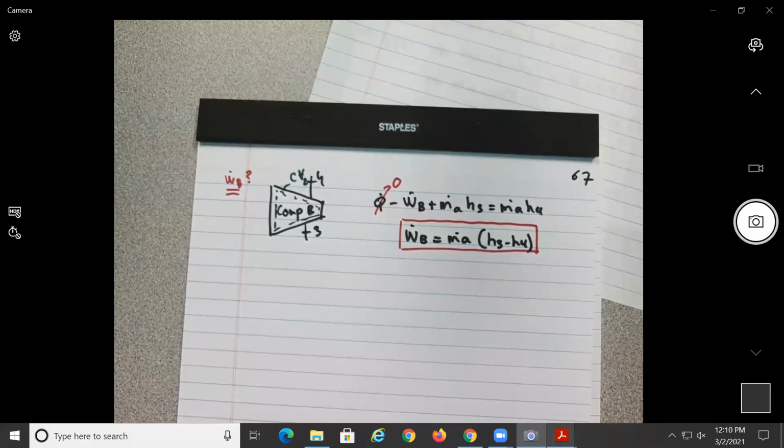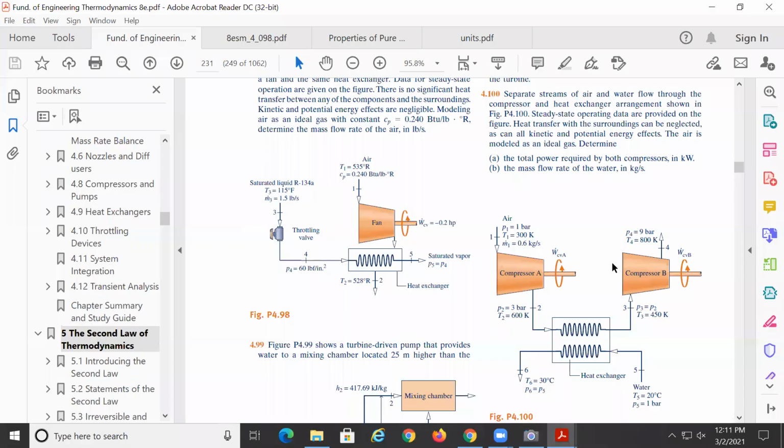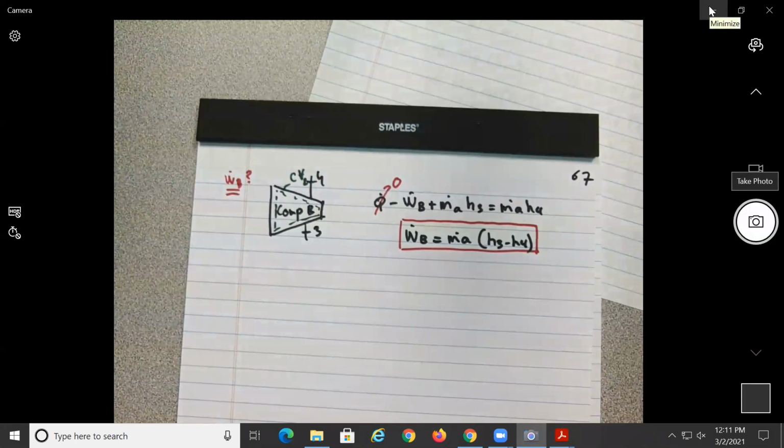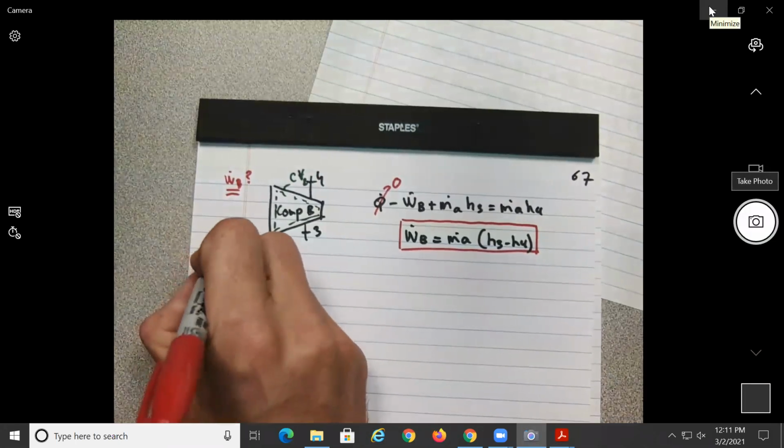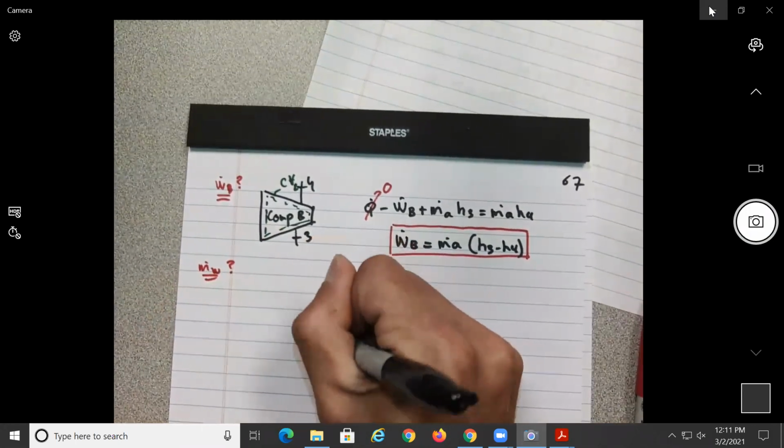The last thing they ask us is to find the mass flow of water, in kilograms per second. What should be your control volume? Probably you pick the control volume to be the heat exchanger. So to find the mass flow of water, you do the heat exchanger.